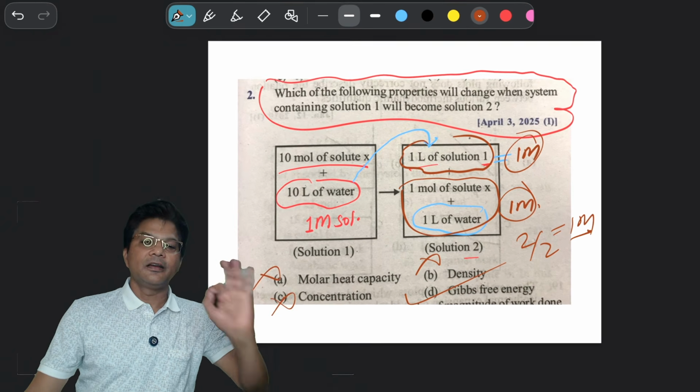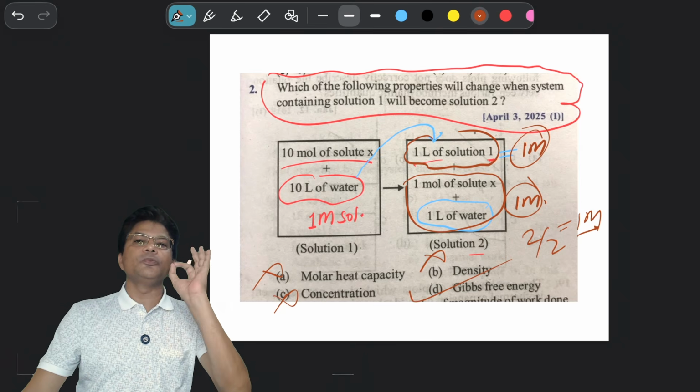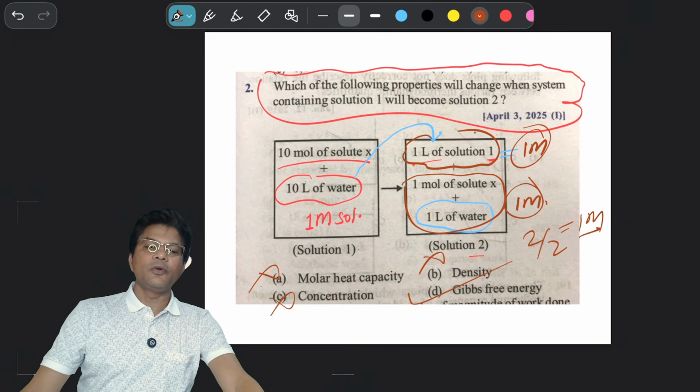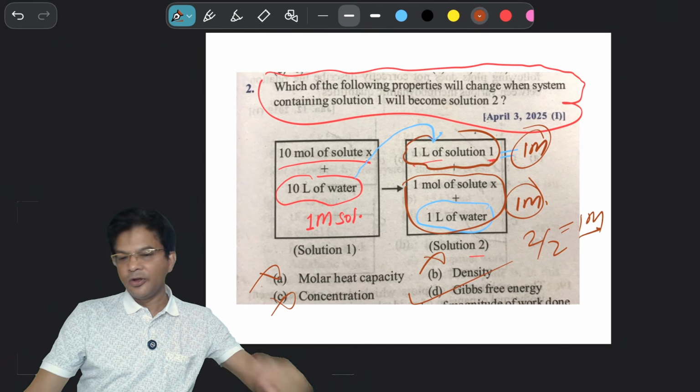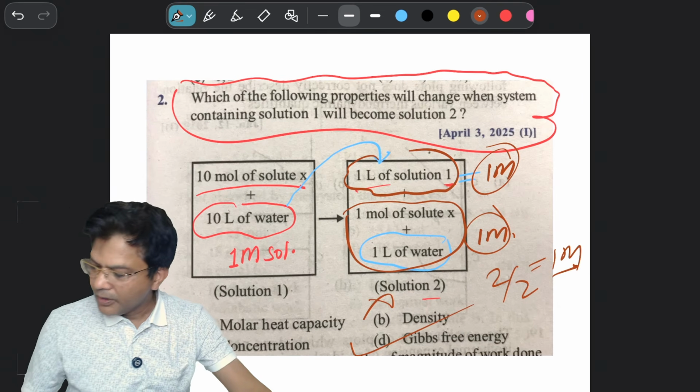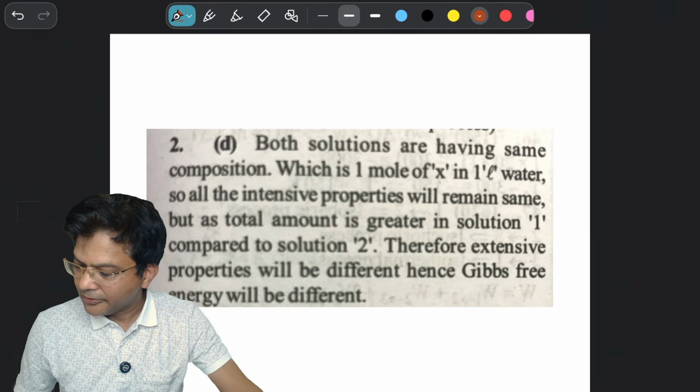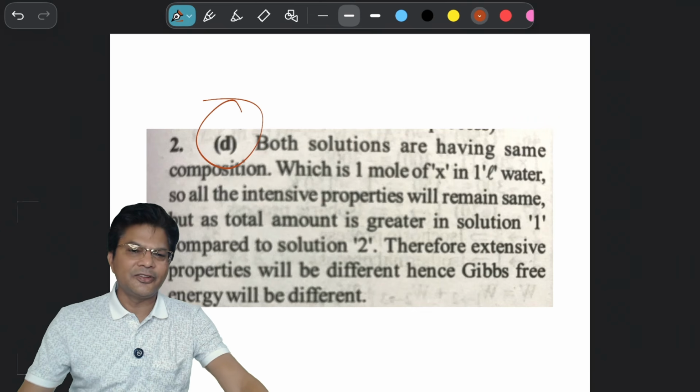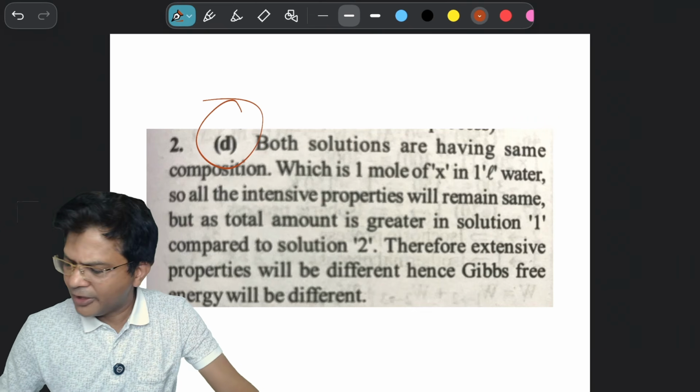So really, I would like to say this question is a $1,000,000 question. The one who has framed this question, usko salami. So D is the correct answer. D. This is the printed answer. Now next question.